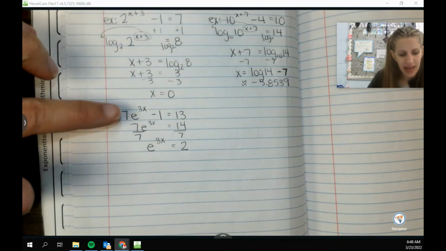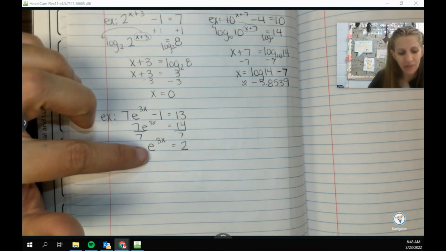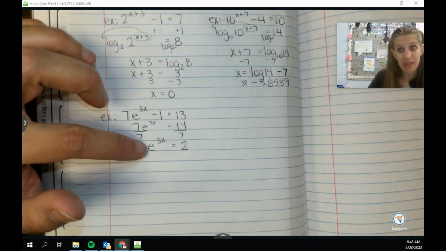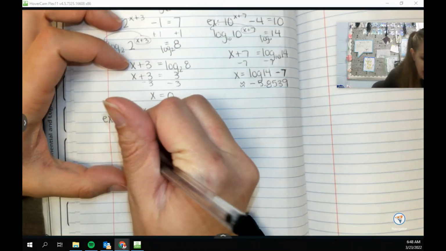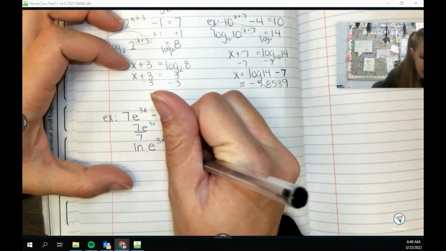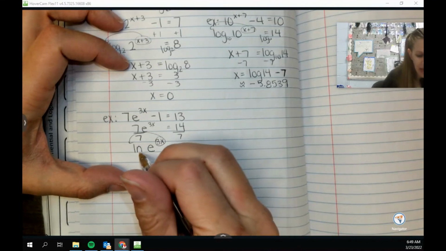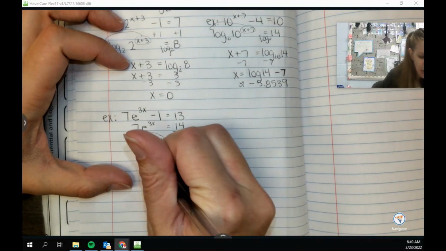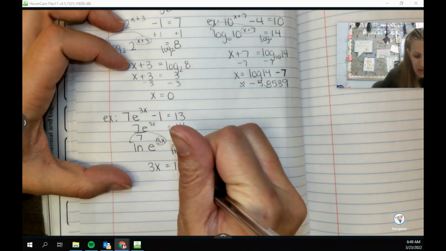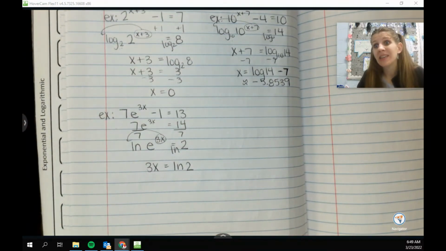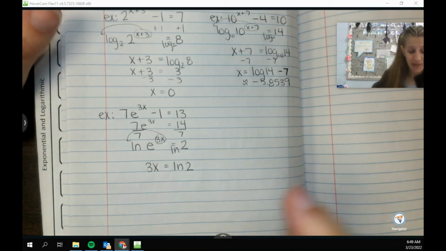So now that my base is all alone, we want to take our log base on both sides, and when the base is e, we have a special logarithm, and that's natural log. So we do natural log on both sides. This lets me take the exponent out, and the natural log of e is just 1. So we have 3x equals natural log of 2. And again, natural log of 2 is saying e to what power is 2? I do not know. Calculator time for that one.